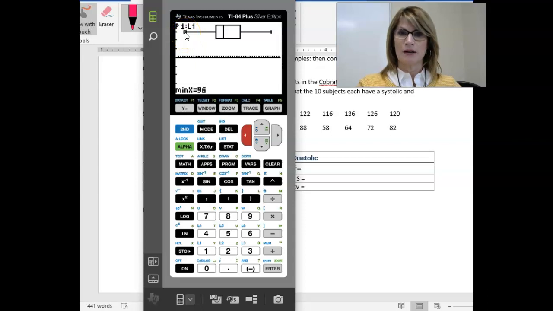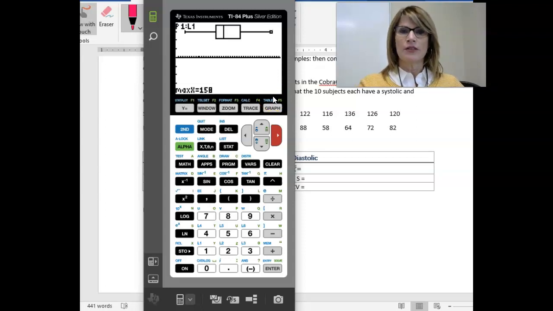Minimum goes on the bottom, 96. Q1 is the bottom of your box, 118. This is your median, 124. Q3 is the top of your box, and then we have a max of 158. So that's how we make a box plot.